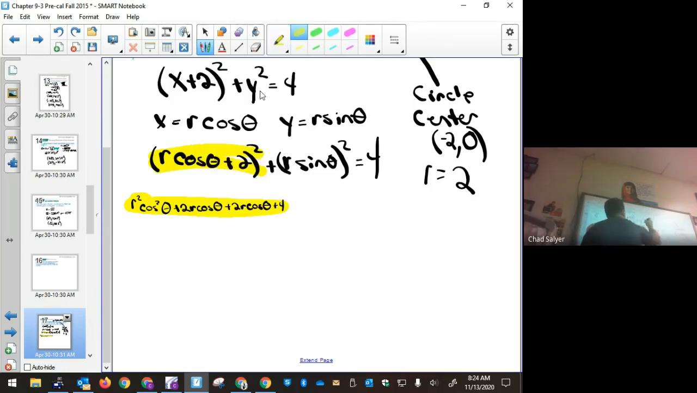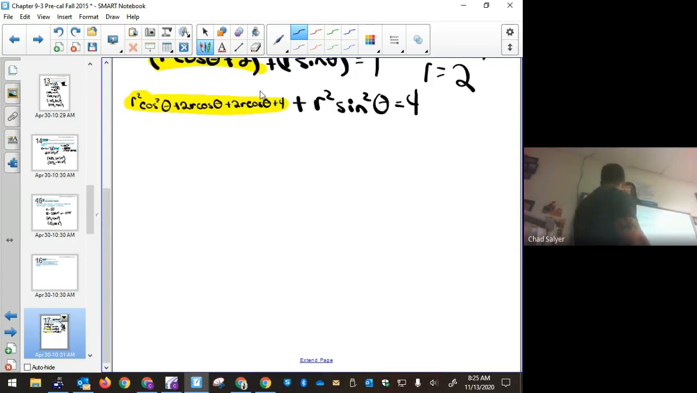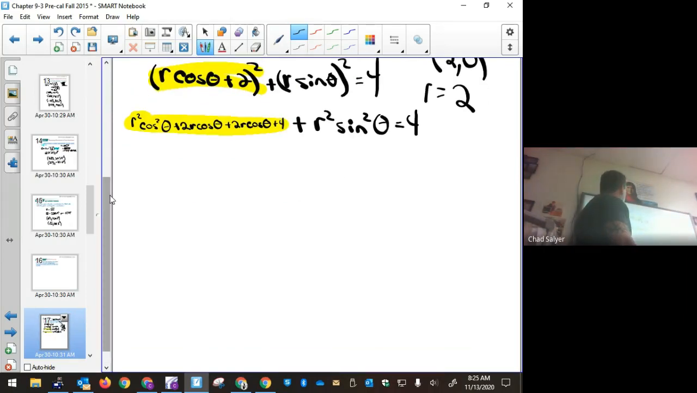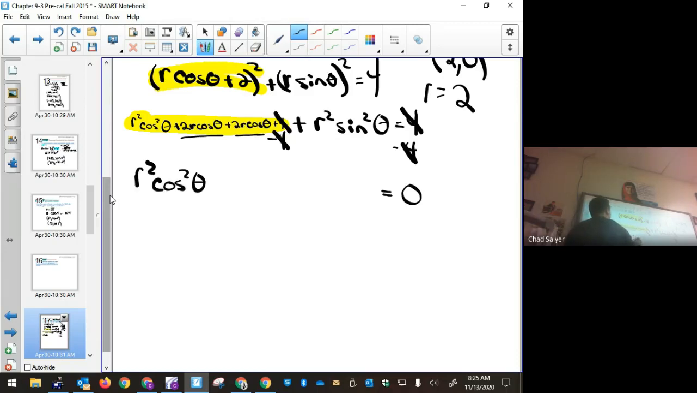Okay, and then the second part here is pretty easy. Plus r squared sine squared theta equals 4. So I see some like terms we can combine. I can subtract 4 from each side and those will cancel. I see these two I can make into 4r cosine theta, so let's write this first. R squared cosine squared theta plus 4r cosine theta plus r squared sine squared theta.